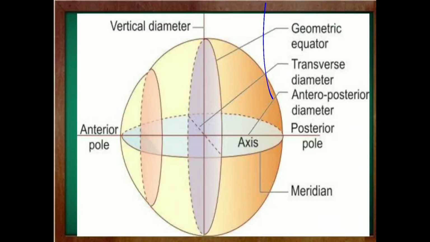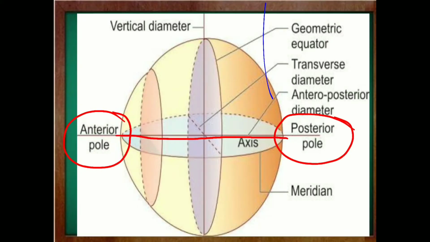Let us have a look at this diagram. In the anteriormost part of the globe, we have the anterior pole, and in the posterior part of the globe, we have the posterior pole. If we draw a line joining the anterior pole and the posterior pole, it forms a diameter which is called the anterior-posterior diameter, and also called the anterior-posterior axis or the geometrical axis of the eyeball.